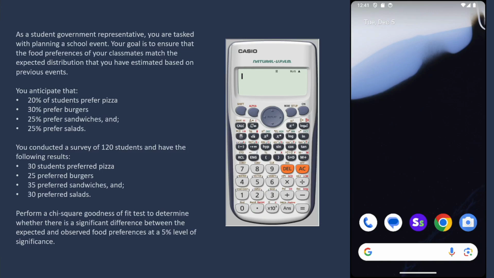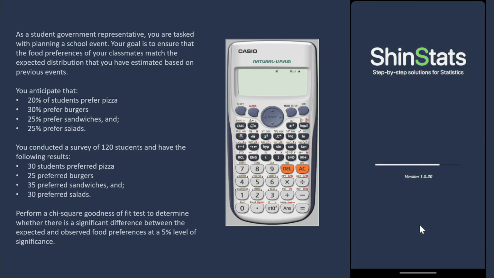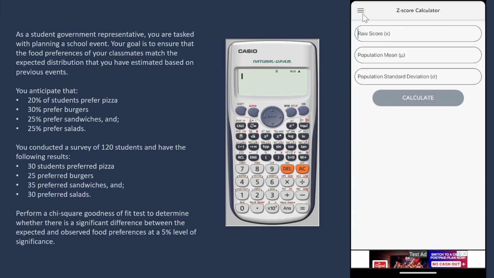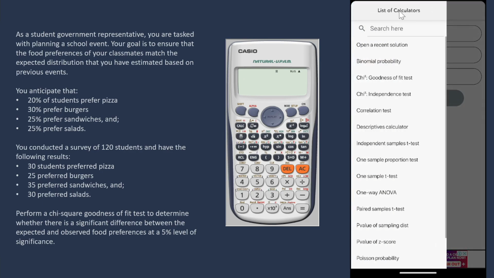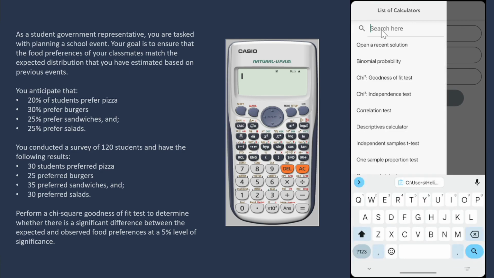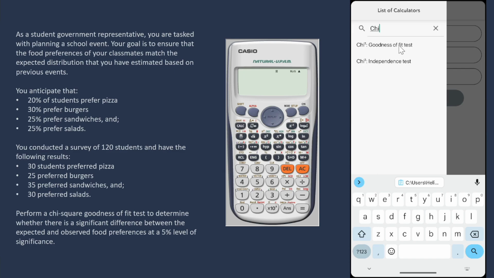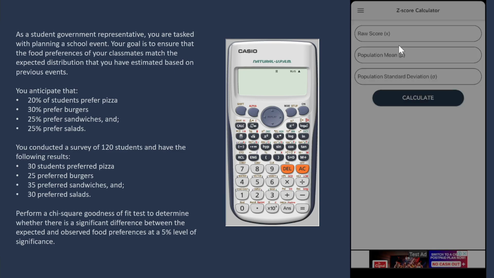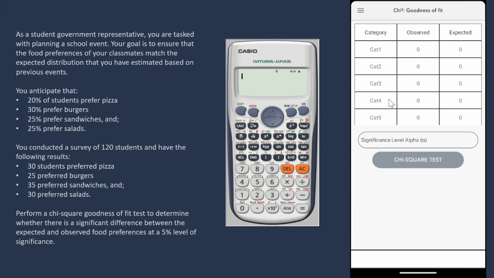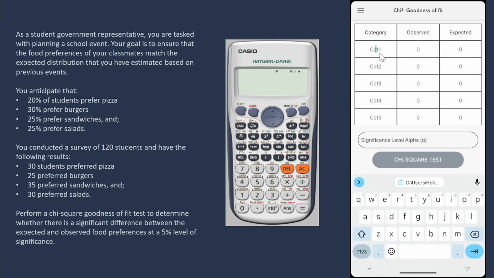Solving this question using the ShinStats app, we open the app. Next, we click the main menu over here to open the list of calculators. Then we search for the chi-square goodness of fit test calculator. Select this one, and then we will be presented with a contingency table, which we will fill up. So first, we fill in the different categories. In this case, we have pizza, burger, sandwiches, and salad.